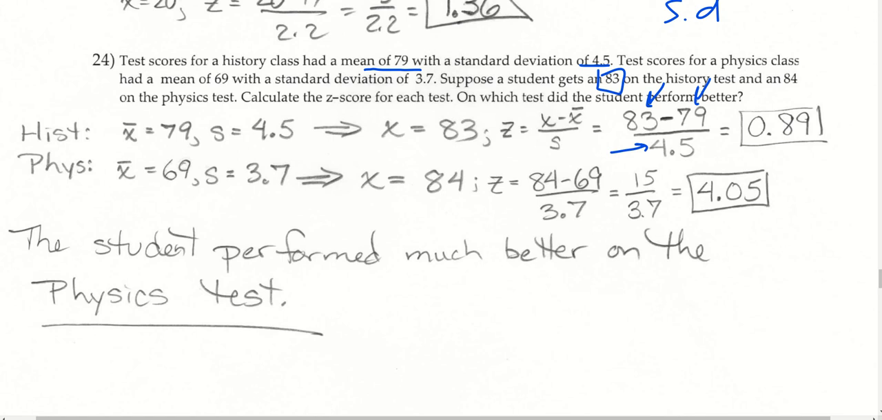If we look at the physics exam, the student received an 84, so that was their score. That particular test had a mean of 69 and a standard deviation of 3.7. So again, it's value 84 minus the mean 69 divided by the standard deviation 3.7, and that would produce a z-score of 4.05. As the z-score for physics was better, we would conclude that the student performed much better on the physics exam.